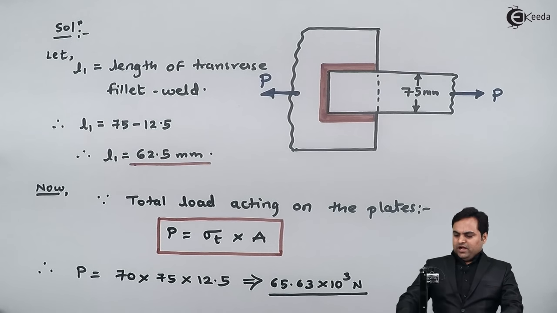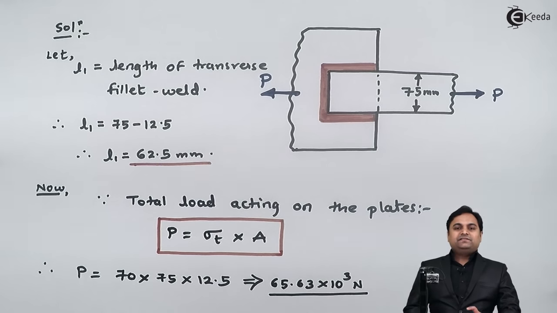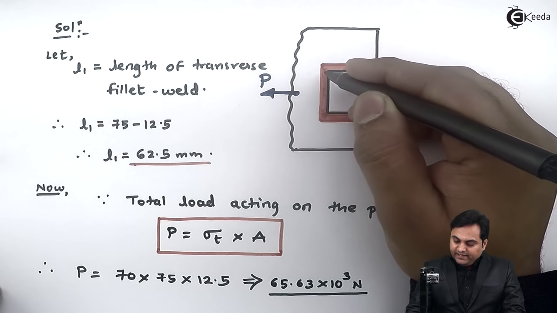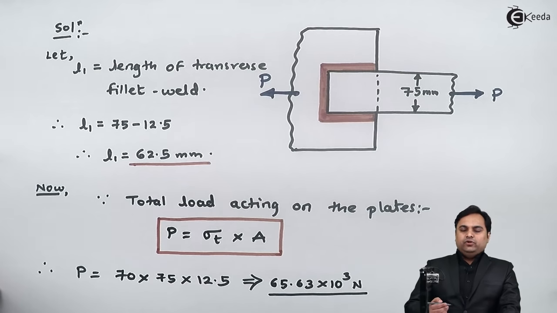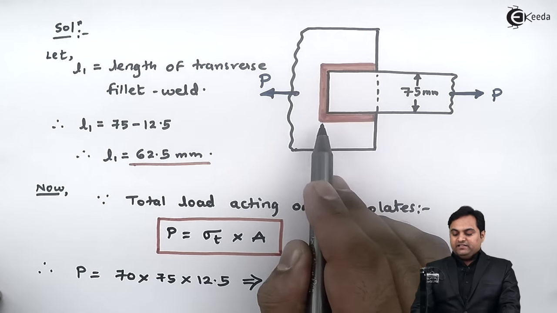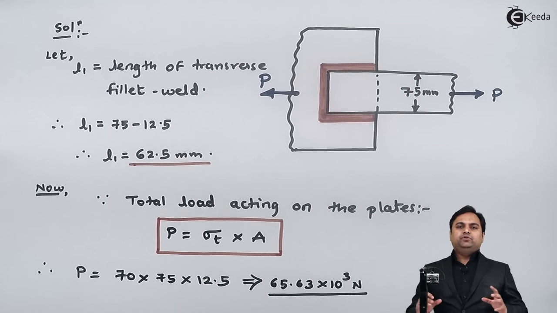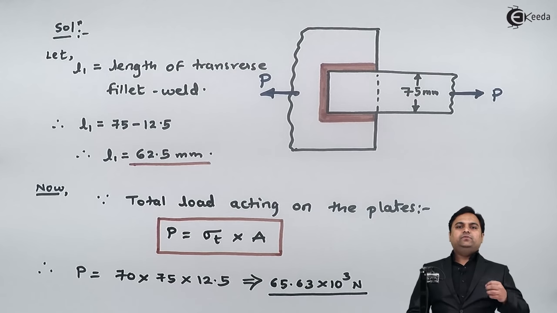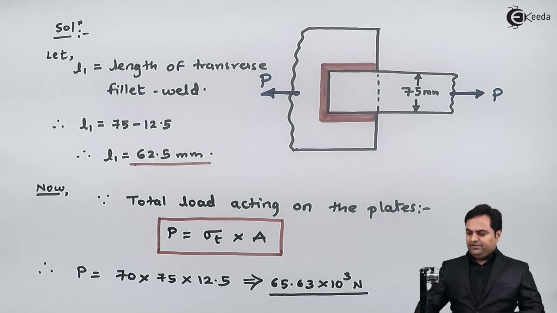Now, after getting the value of load, which is the total load carried by both the plates, next, here I will calculate how much load is carried by this single transverse weld, and then I will calculate the load carried by parallel fillet weld. After calculating the individual loads, I'll add them and equate with this total load, so that whatever the unknown is there, we can get the value of that. So let us get started.